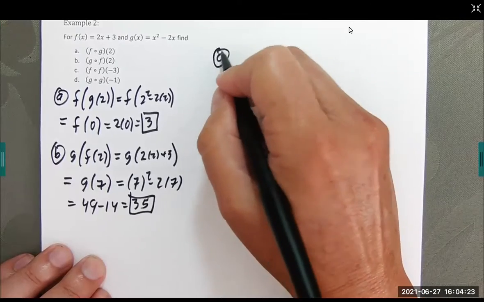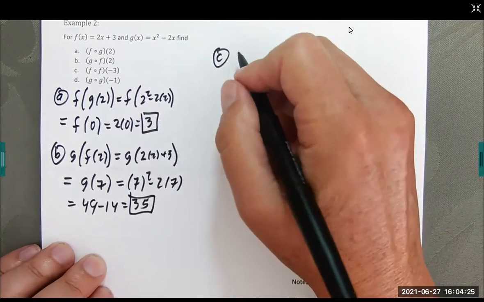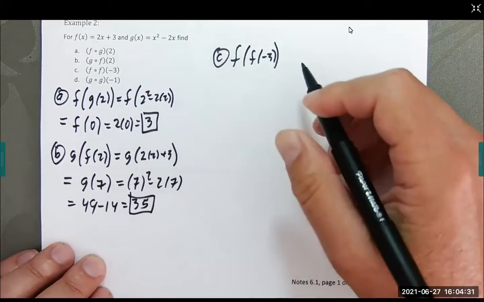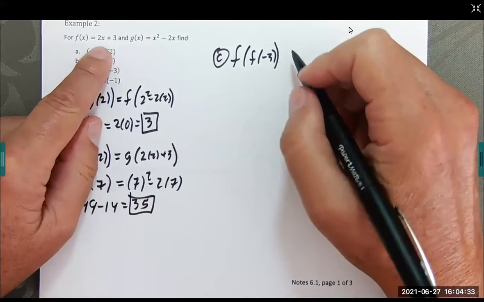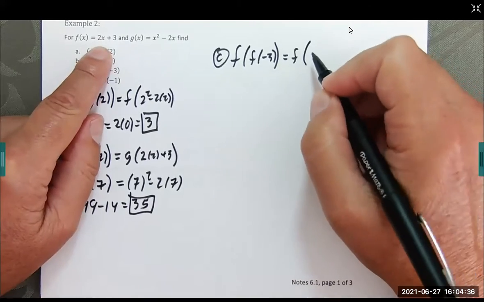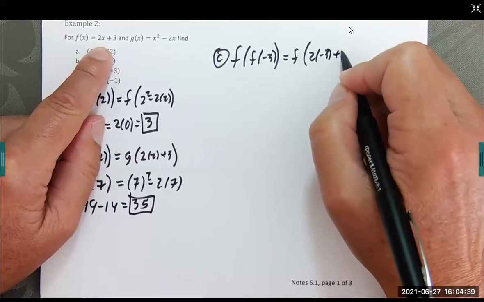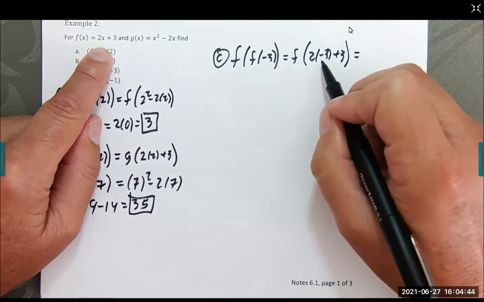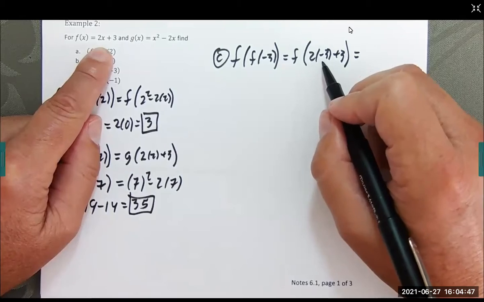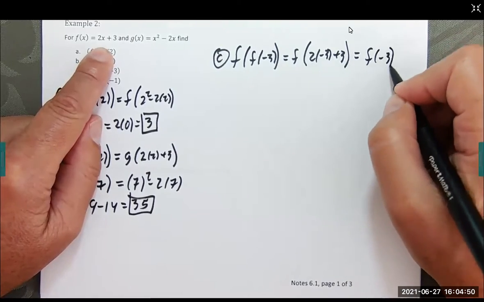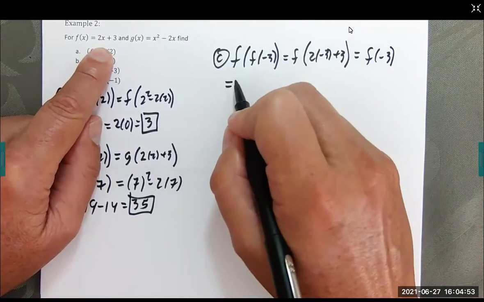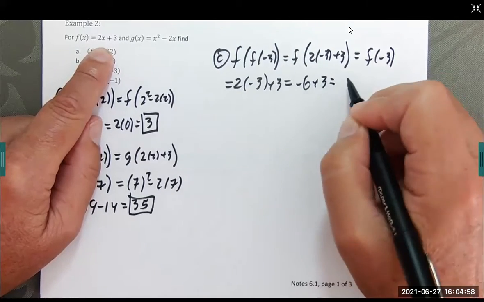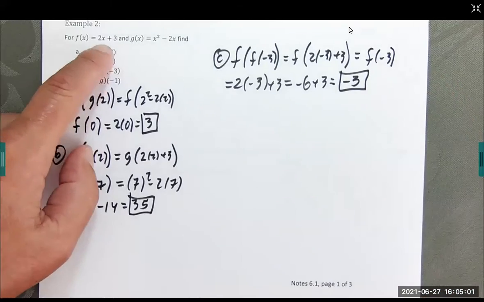Part C. So we're going to do f composite f of -3. So I'm first going to evaluate the function f when x equals -3. So 2 times -3 plus 3 is going to be, that's -6 plus 3, that's -3. So f of -3 is now 2 times -3 plus 3. -6 plus 3 is negative 3. Not too crazy.